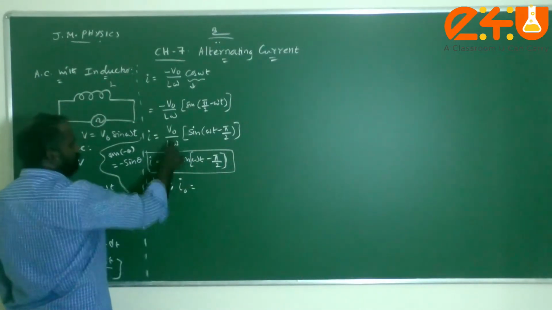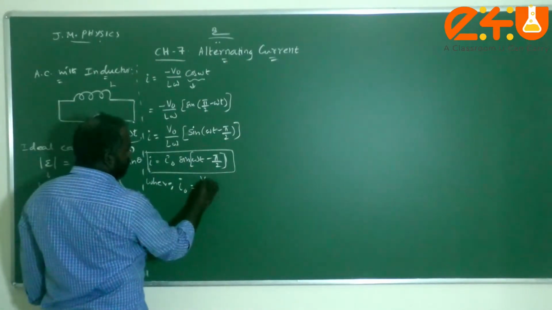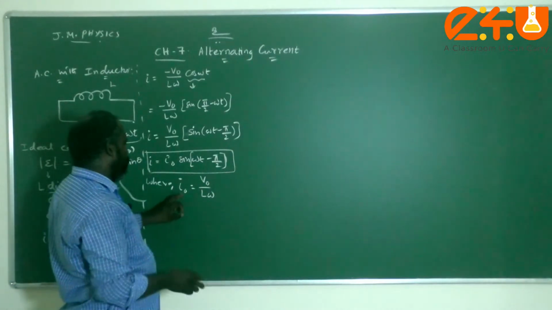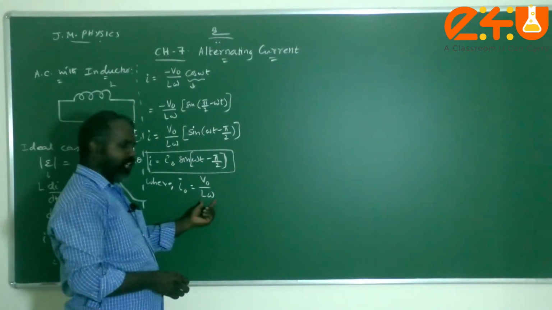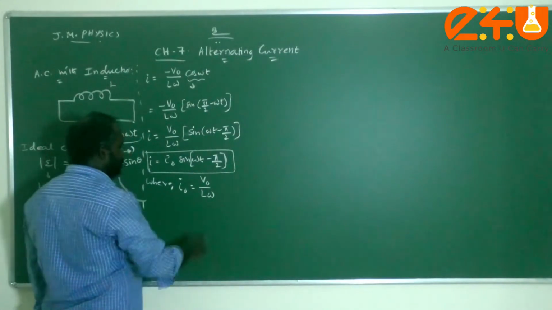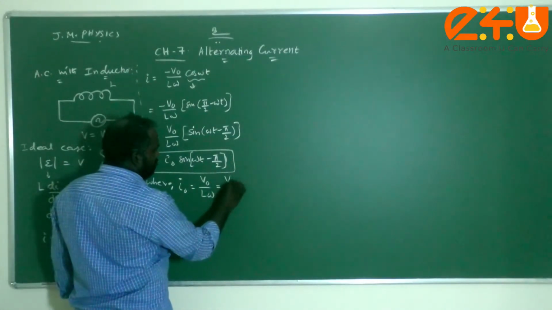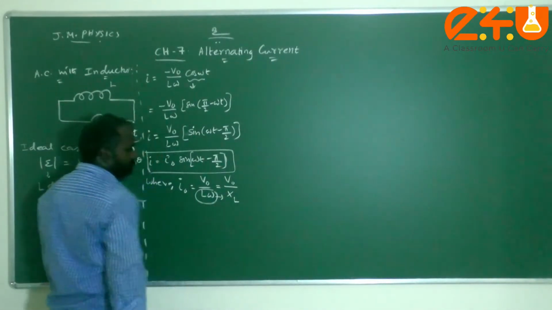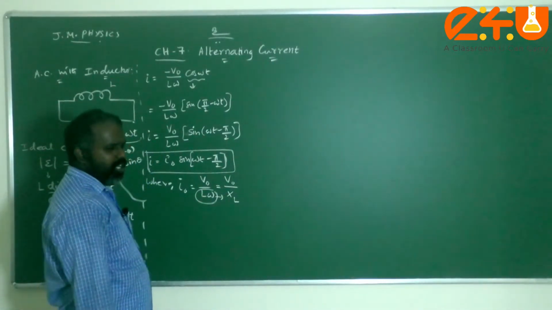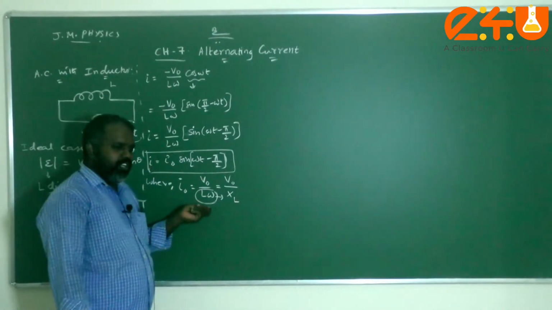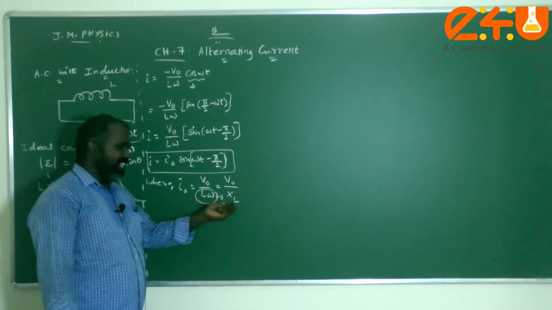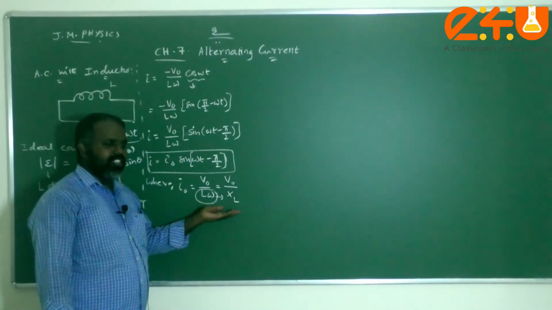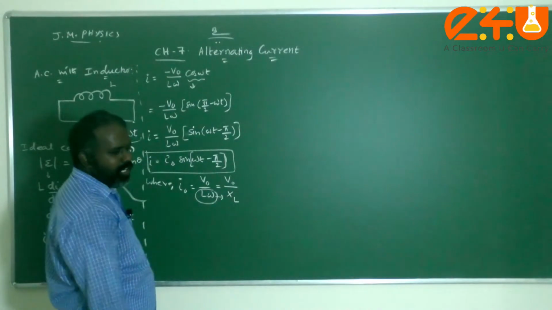I naught is nothing but voltage by L omega, that is V naught by L omega. Since by Ohm's law I is equal to V by R, this term L omega should have the dimension of resistance. So I can call it XL, inductive reactance. Sir, what is the difference between resistance and reactance? Resistance does not depend on frequency, whereas reactance depends on the frequency of the applied voltage.